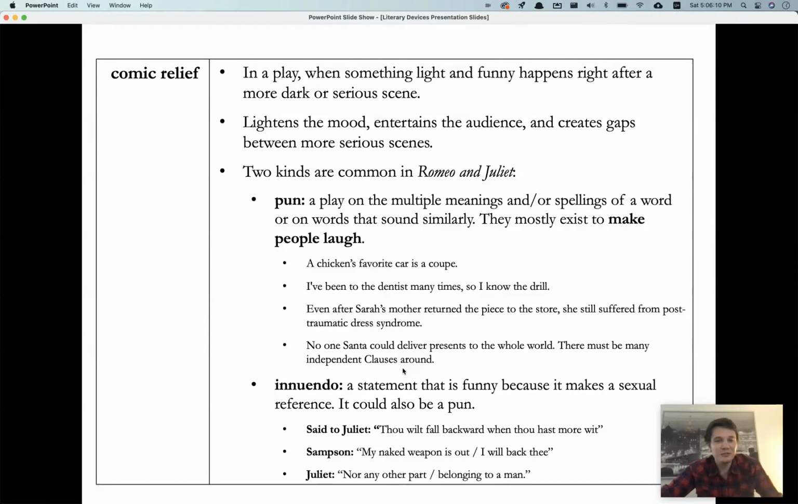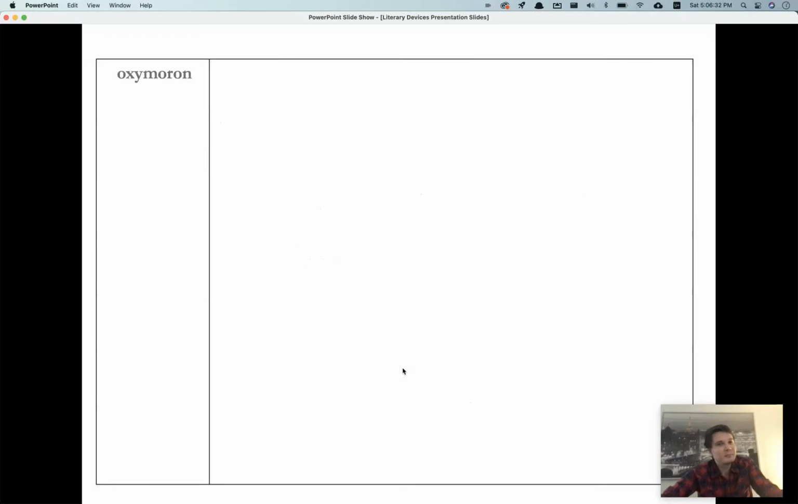Juliet says, "nor any other part belonging to a man." She says this when she's talking about Romeo and how his name, Montague, doesn't really mean anything. She's talking about how the name doesn't actually refer to any physical part of a man, any part at all. You get it or you don't. Moving on.